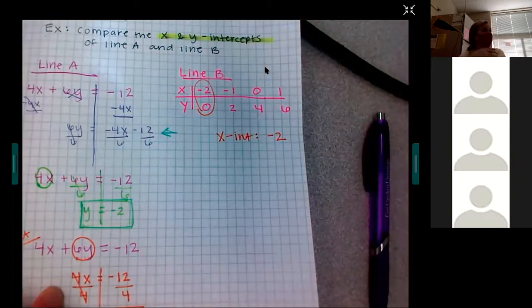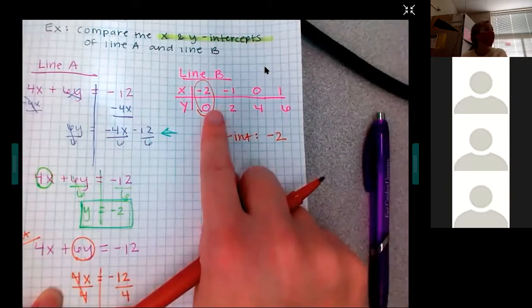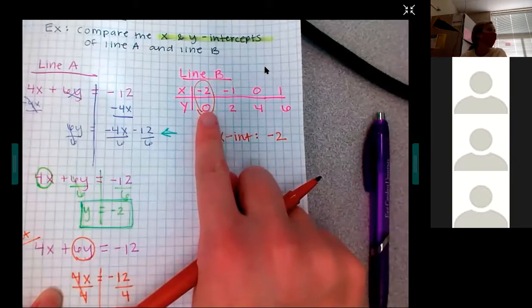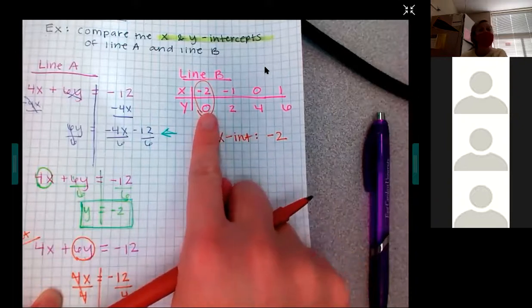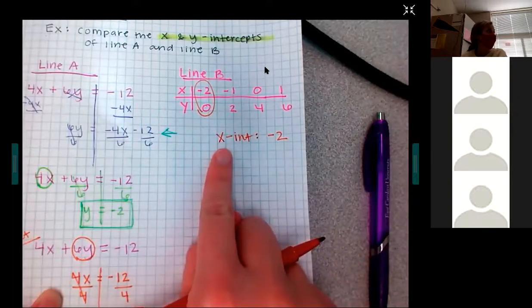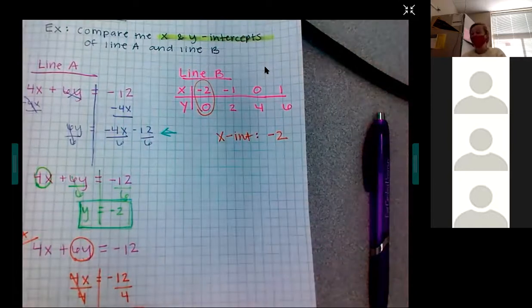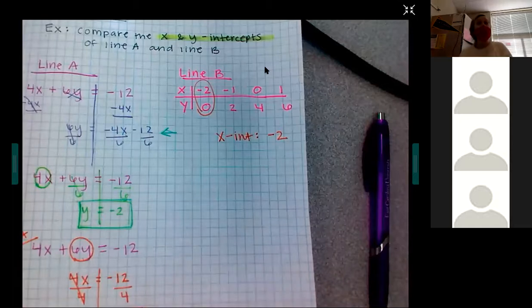That's it. If it's a table, you look in the table. It's wherever the y is 0. So this one just happened to be the first one. Okay? So wherever the y is 0, that is the x-intercept. All right? Okay.